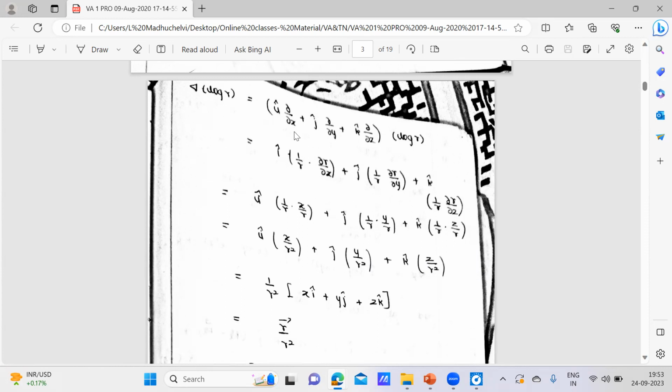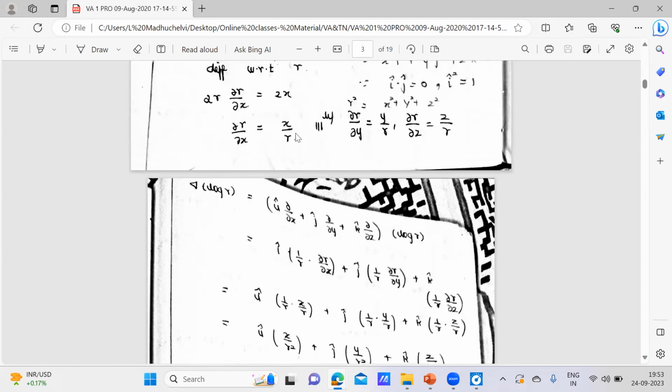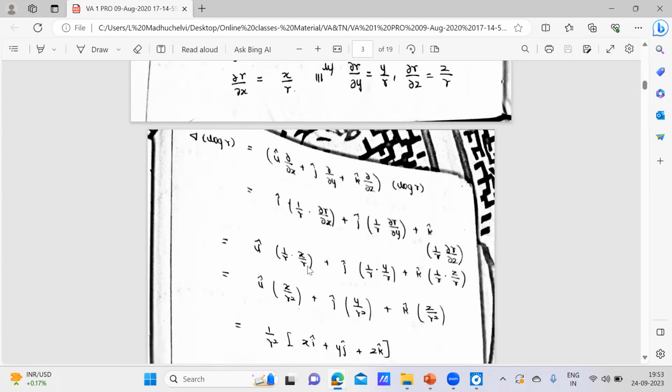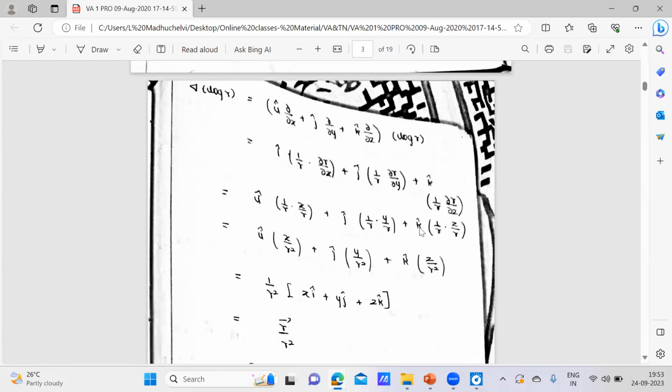I into dou by dou x of log r is 1 by r or dou r by dou x plus j into dou by dou y of log r is 1 by r or dou r by dou y plus k into dou by dou z of log r is 1 by r or dou r by dou z. So I into 1 by r, dou r by dou x, already we found that dou r by dou x is x by r. So let us substitute here x by r plus j into 1 by r, dou r by dou y is y by r. So here we have to substitute y by r plus k into 1 by r into dou r by dou z is z by r. So let us substitute the values.